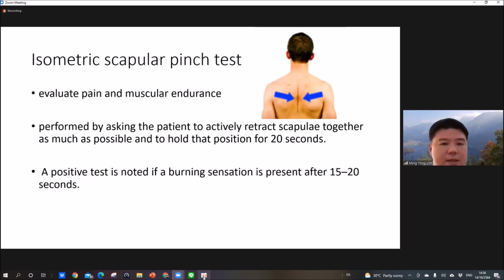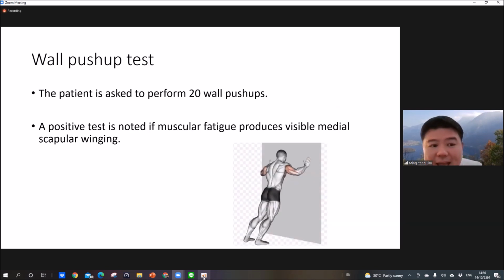The other 2 tests evaluate pain and also muscular endurance. The first one is the isometric scapular pinch test. We ask the patient to actively retract the scapula for 20 seconds. If there's a burning sensation, it's positive. And the second is the wall push-up test. We ask the patient to perform 20 wall push-ups. If there's muscle fatigue, there will be visible medial scapular winging, which means it is positive. So these are the tests for scapulothoracic dyskinesis, but they are still not very objective.